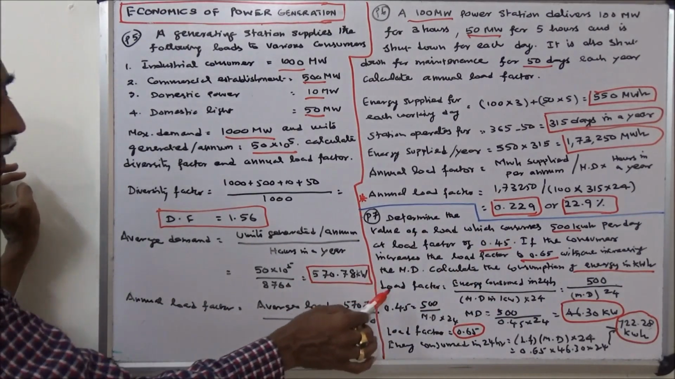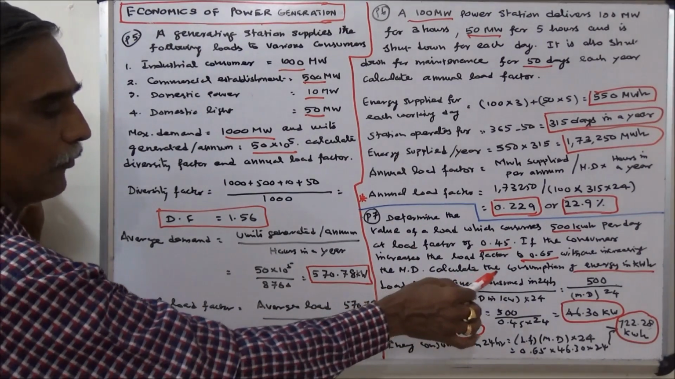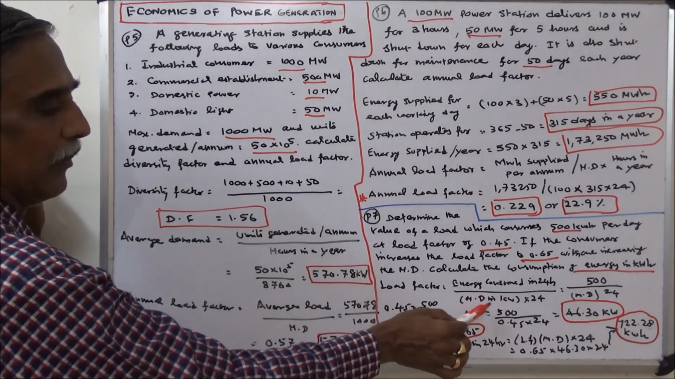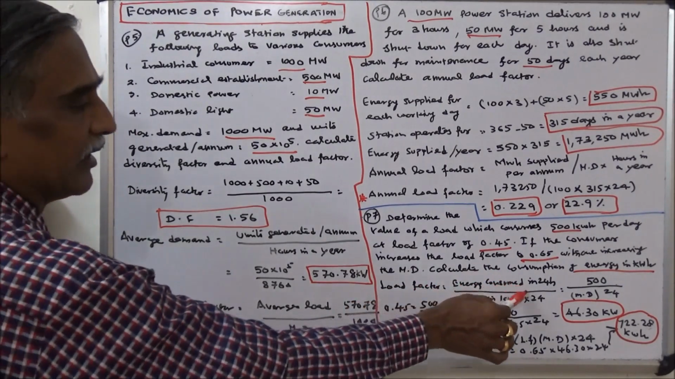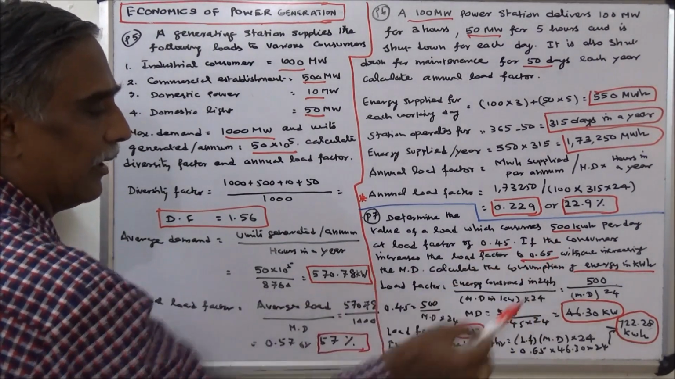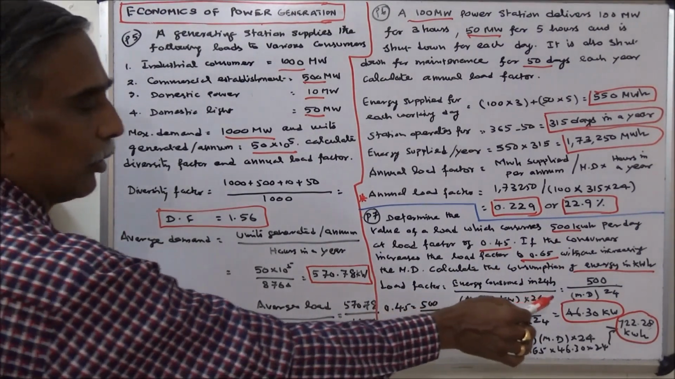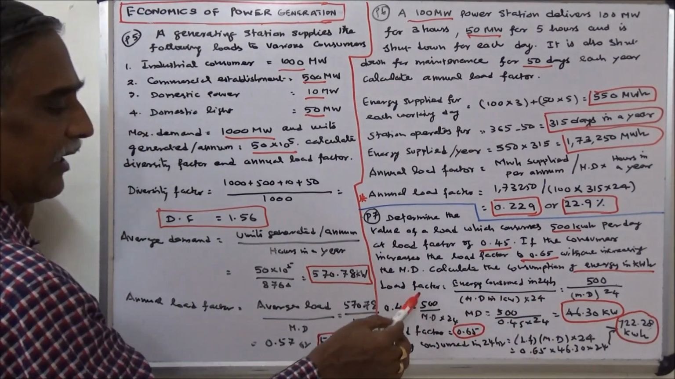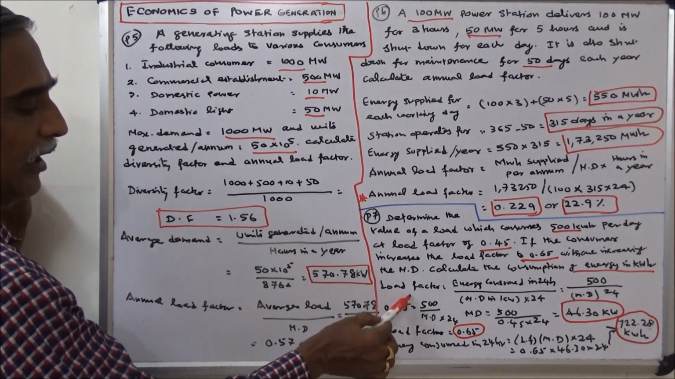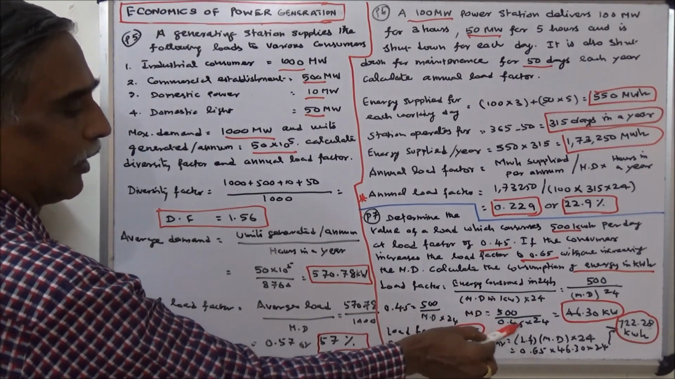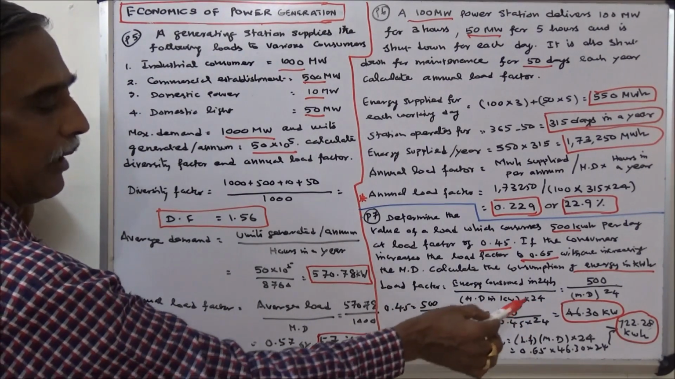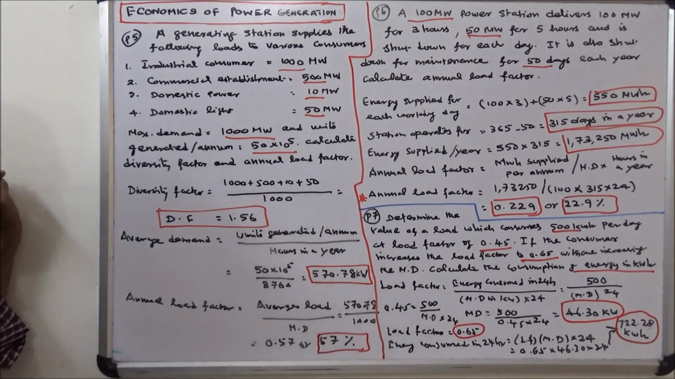First we calculate load factor, which is equal to energy consumed in 24 hours divided by maximum demand in kilowatts into 24. So energy consumed in 24 hours is given, 500, divided by maximum demand. We don't know the maximum demand, we have to calculate. Load factor is given 0.45, so 0.45 is 500 by MD into 24. So MD is equal to 500 by 0.45 into 24. Maximum demand is 46.30 kilowatts.